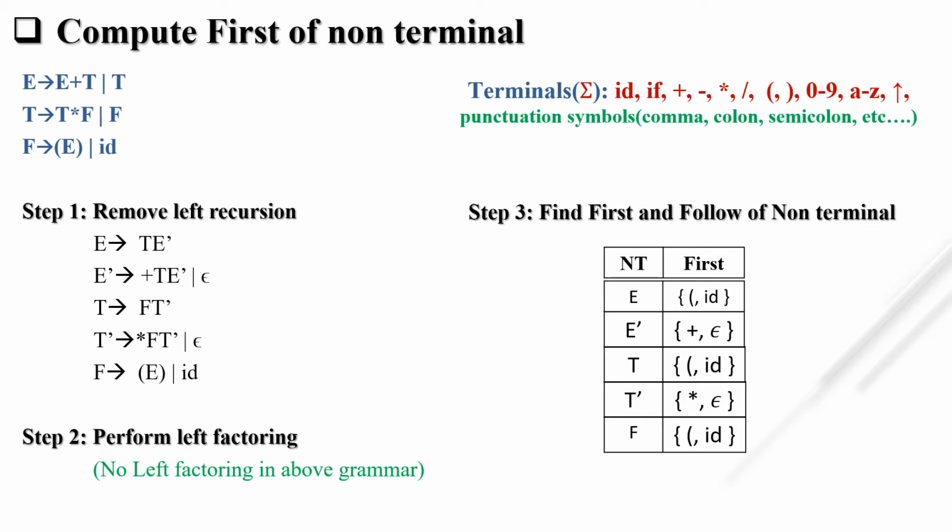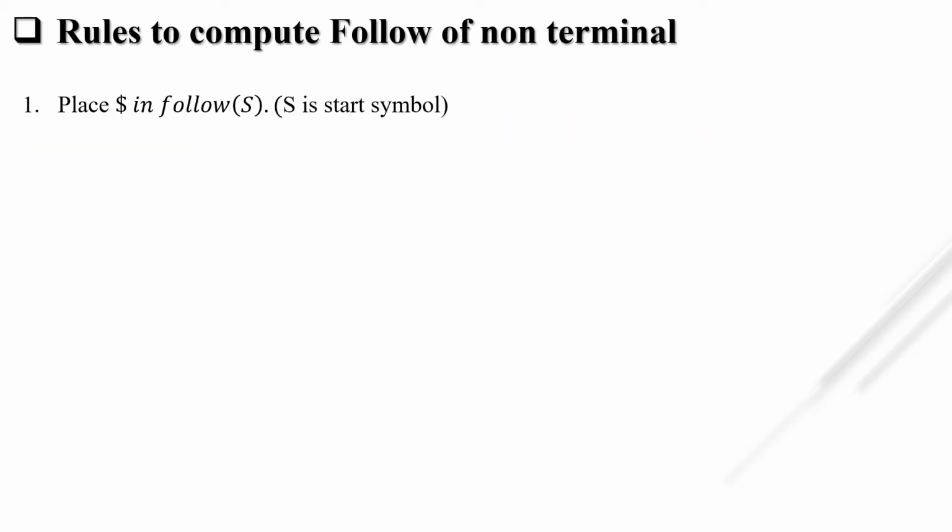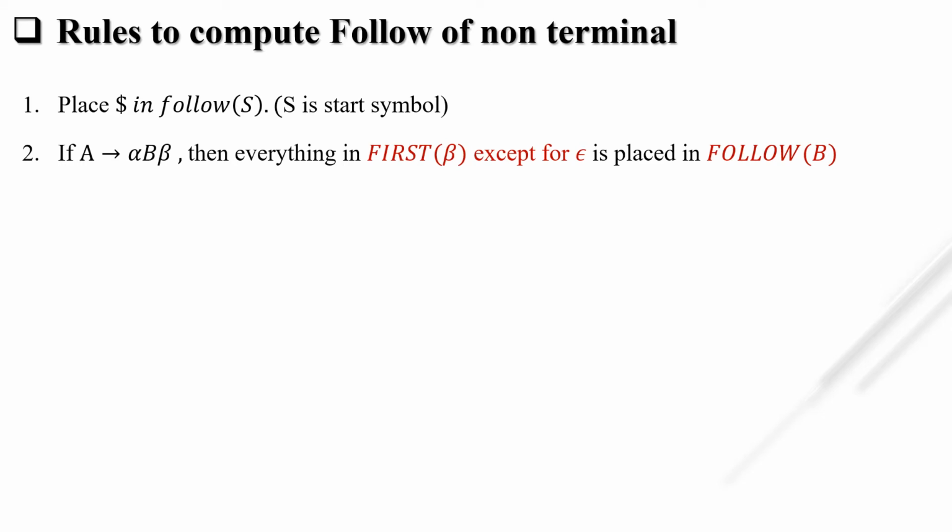Now we have to find follow. First we see the rules of follow, then we proceed to compute the follow function. So we have to first put the dollar symbol at the start symbol. Then if A tends to alpha B beta, then everything in the first of beta except null is placed in follow. In follow position, null is not there. In first position only the null will be there. In follow position, in any place null will not be there.